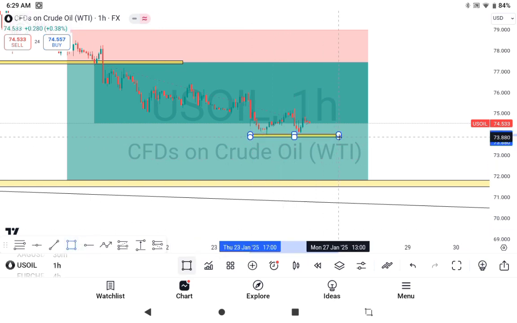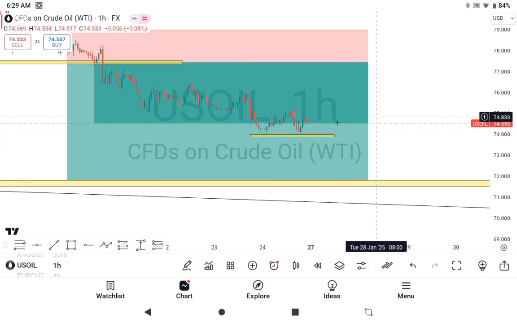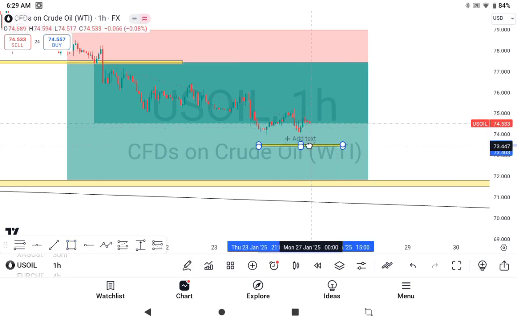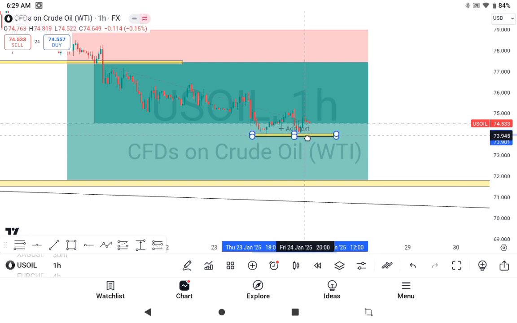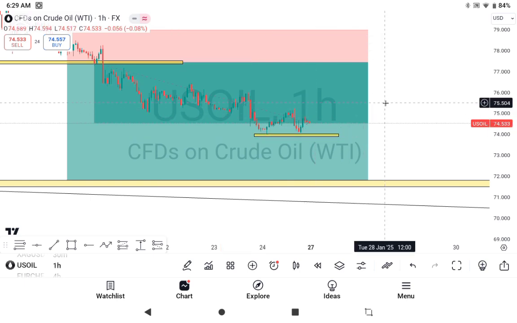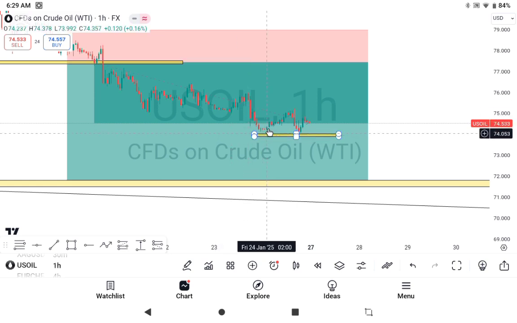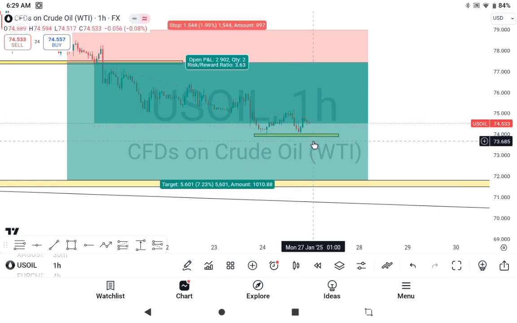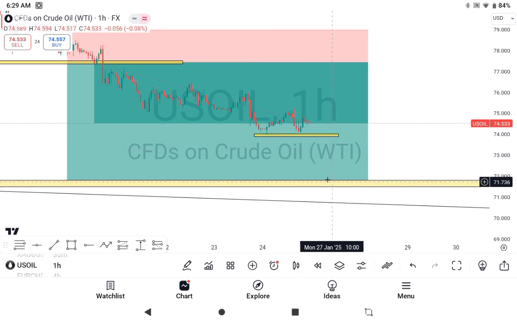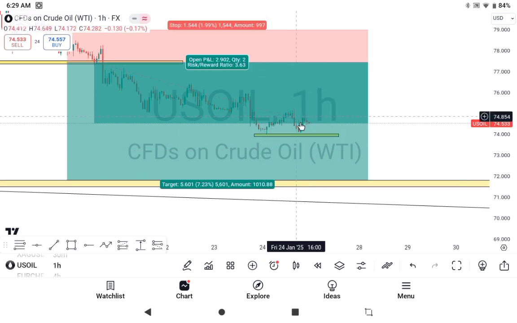We need to see price break and close below this yellow bar right here to see US oil price coming down here. This is a minor level of support that the market has created.